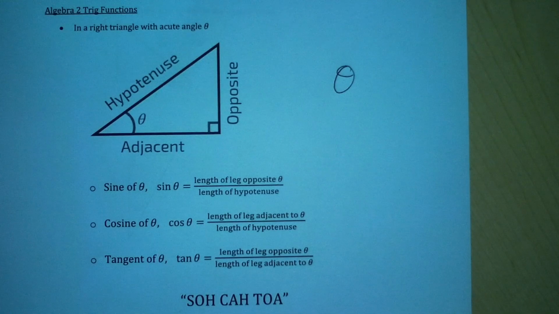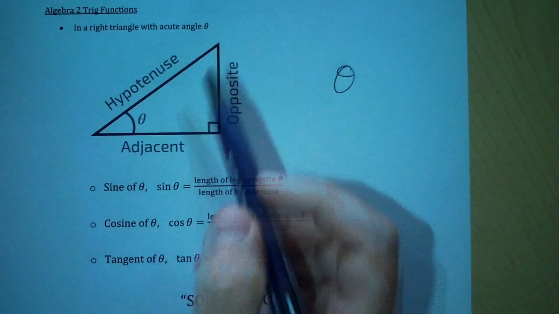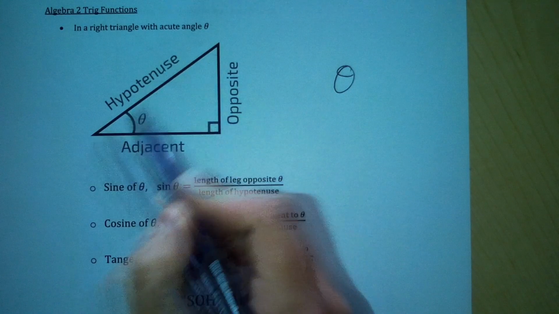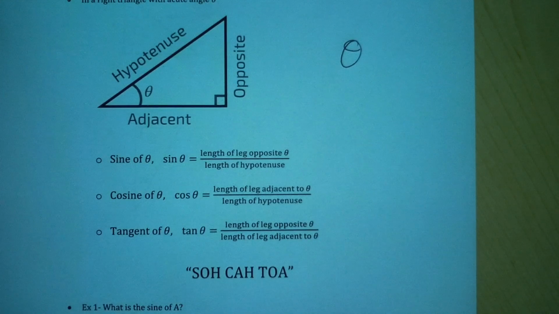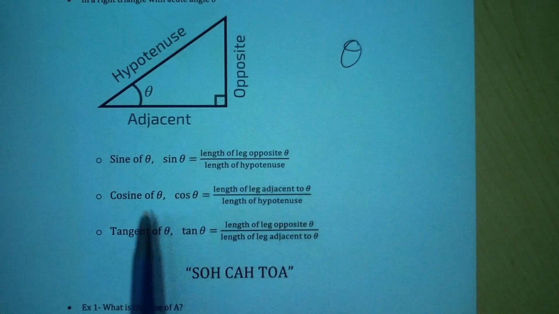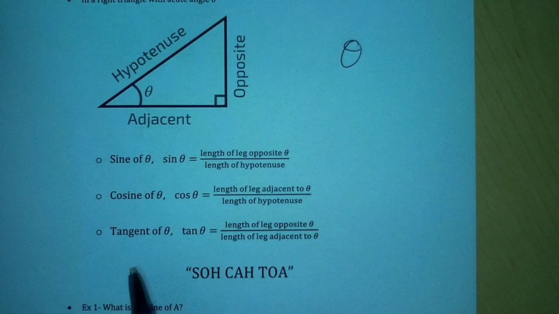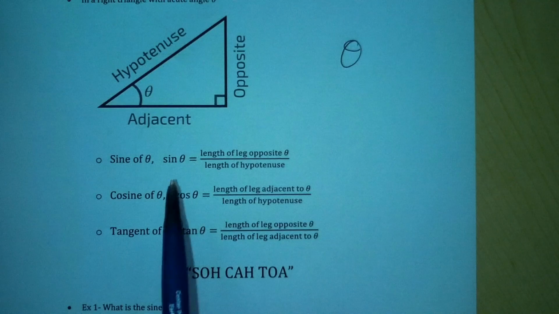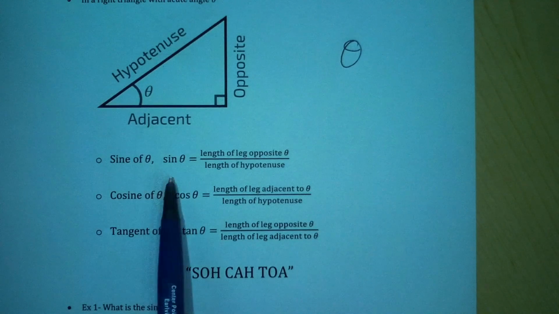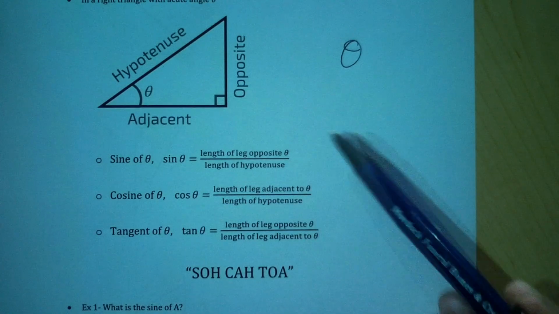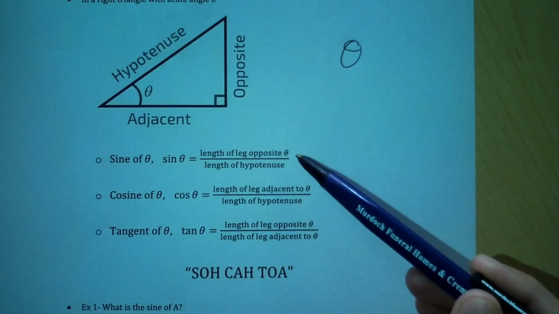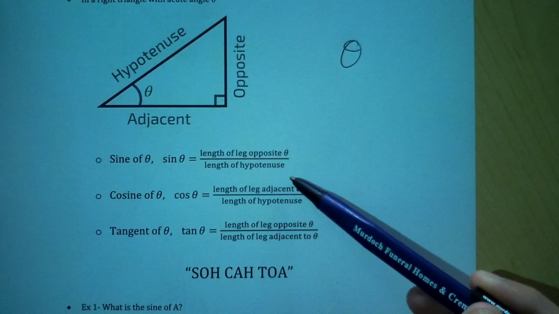Those are going to be important because we're going to take those pieces of information and put them into these formulas. We've got sine of theta, cosine of theta, and tangent of theta. The abbreviation for sine of theta is sin. Sine of theta is always equal to the length of the opposite leg over the length of the hypotenuse. I would maybe highlight here sine and then opposite over hypotenuse.